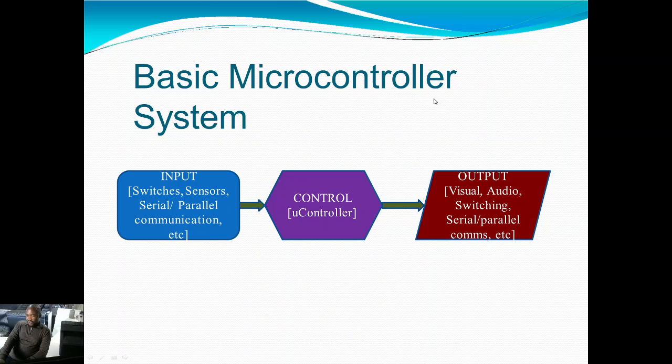The basic microcontroller system is where you have an input, control, and output. The input can be switches, sensors, or some sort of communication to the microcontroller. The microcontroller will process and compute the information and then give you the results, or the output, as either visual, audio, some sort of communication, or switching on and off whatever is connected to the I/Os of the microcontroller.